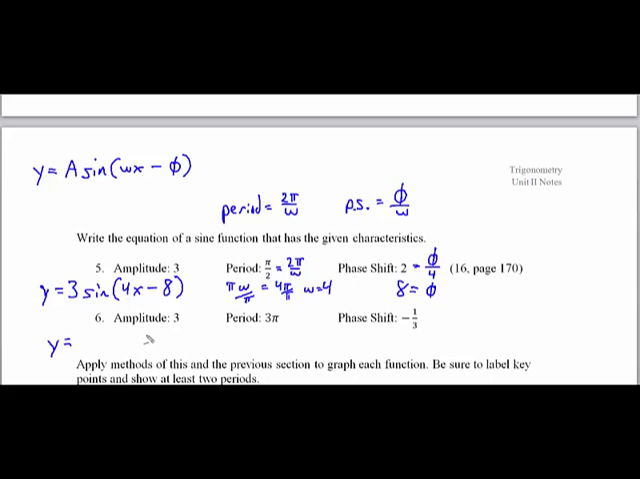Then we go into this problem. We'll run through the same thing. The amplitude is the easiest, because you just plug it in. But now we have a period of 3 pi. So we're going to take our period of 3 pi and set that equal to 2 pi over omega, and we can cross multiply.